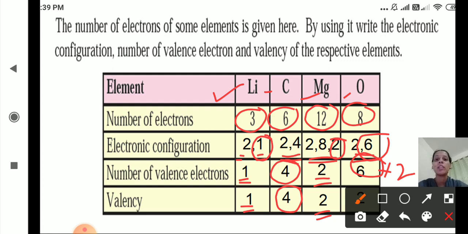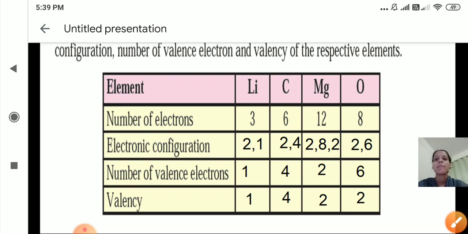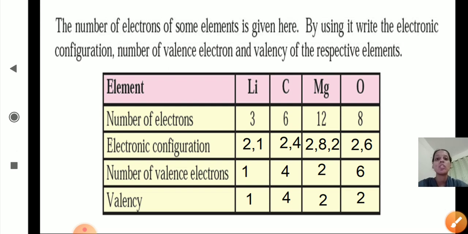We have already studied all these things. Okay, once again we will revise this. What is the valency of oxygen? That is 2, correct? The valency of magnesium is 2, the valency of carbon is 4, and the valency of lithium is 1.